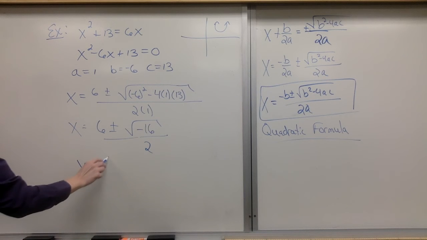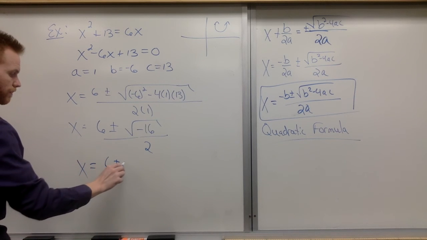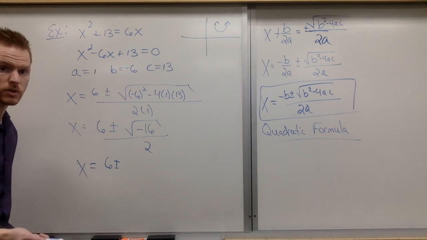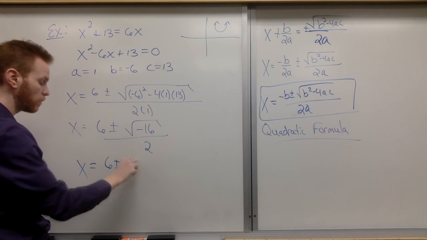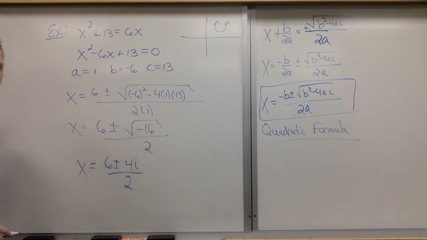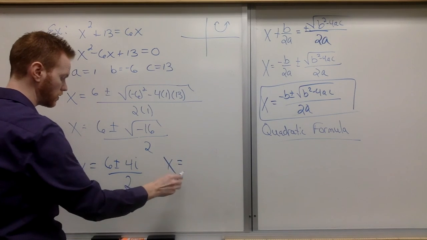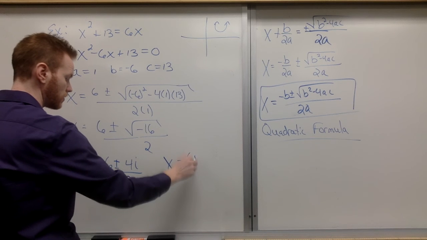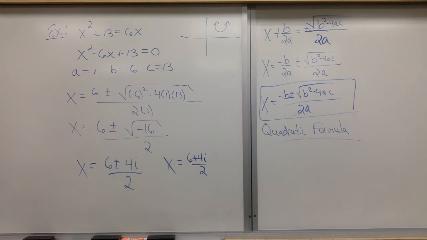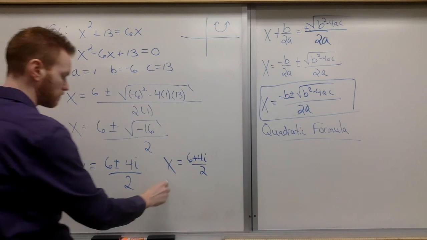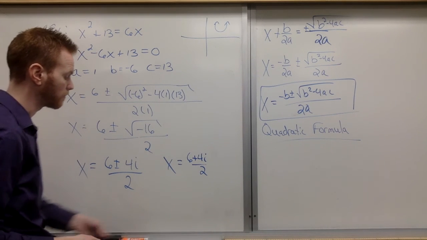Let's continue. So I have 6 plus or minus. Now, the square root of 16 is 4, right? And the square root of negative 1 is i. So that's going to be 4i divided by 2. I have 2 different equations here. I have 6 plus 4i divided by 2 as one of my possible answers, and I have 6 minus 4i divided by 2.